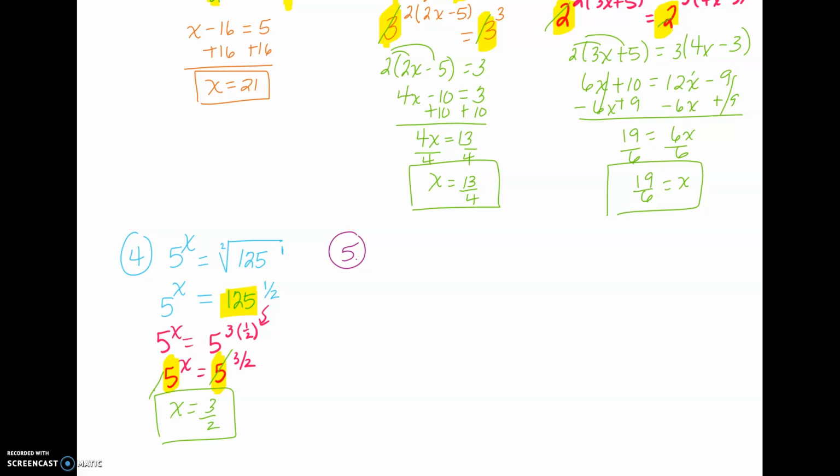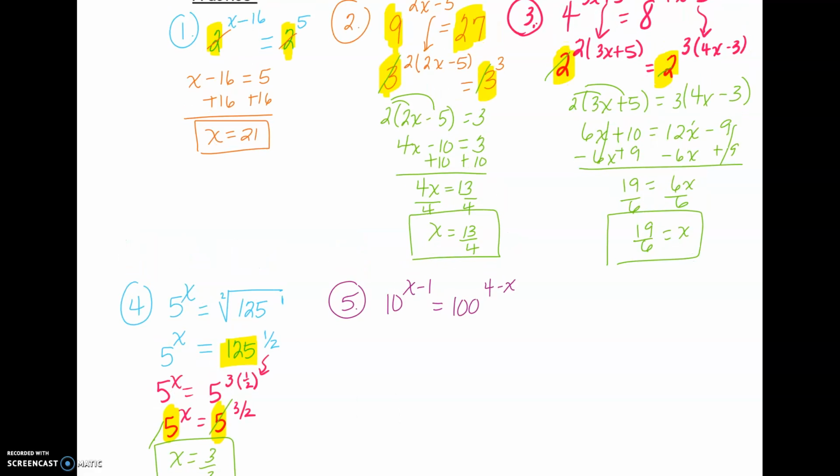The next one, 10 to the x minus 1 power equals 100 to the 4 minus x. We have a base of 10 and we have a base of 100. We can rewrite 100 so it has a base of 10. How? Well, 10 squared. And don't forget, the 4 minus x has to come down. Base of 10, so that's x minus 1. Now, same base. We drop the base, we keep the exponents.